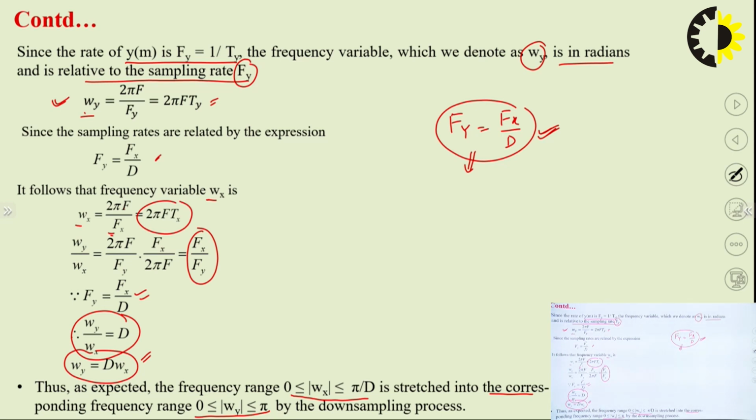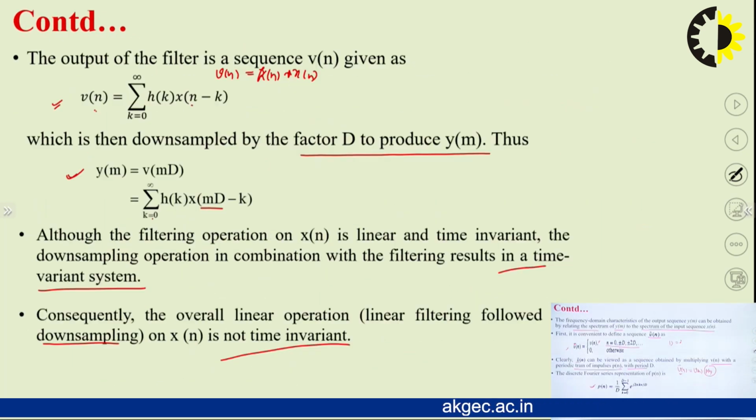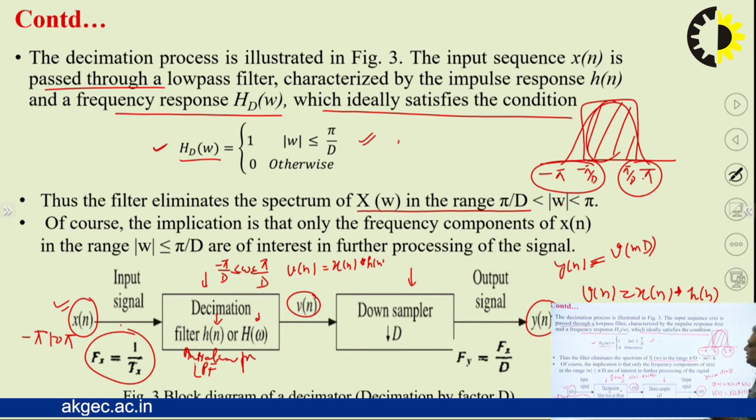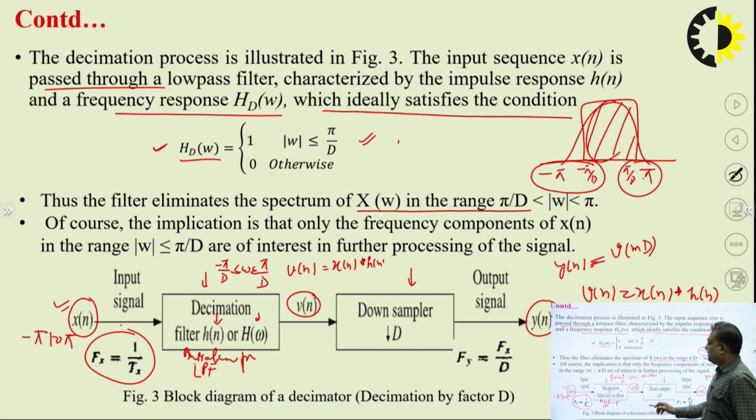So for mitigating this, we have already passed our signal through a low pass filter having range minus pi by D to pi by D. So what happened? If we directly apply it over here, then what happened? The spectrum of the output signal will lie between minus pi to pi, due to which aliasing will be there. So what we are doing?